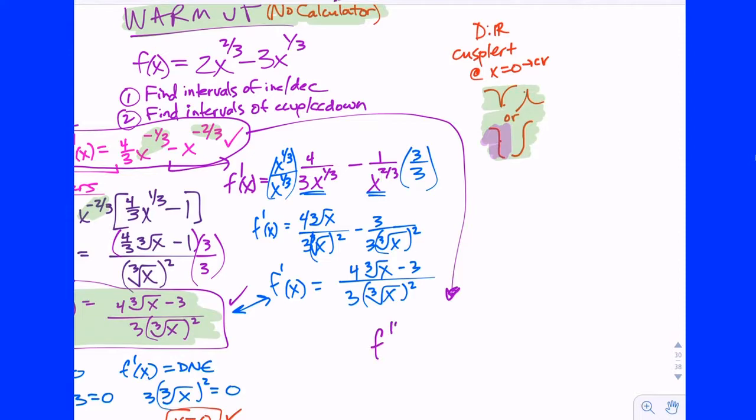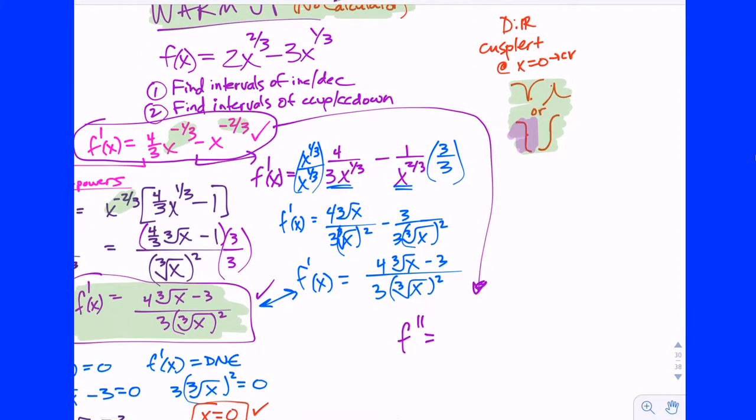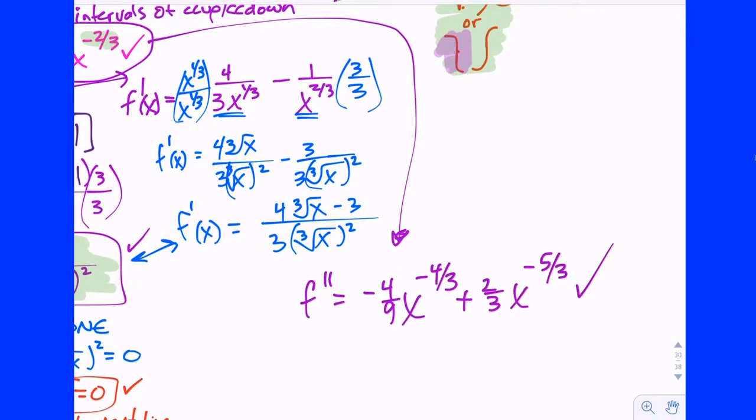So here we go. F double prime would be, taking the derivative from the pink one way up there, negative 4/9 x to the negative 1/3 minus 1, which is negative 4/3, minus becomes plus when you multiply by negative 2/3, 2/3 x to the negative 5/3. Okay, on the test, that got a check.